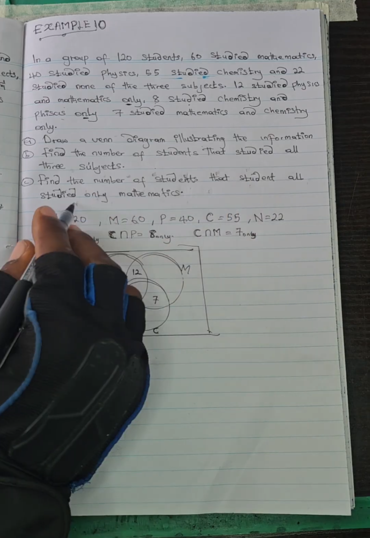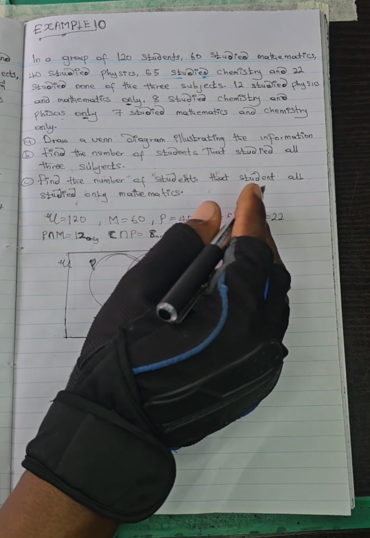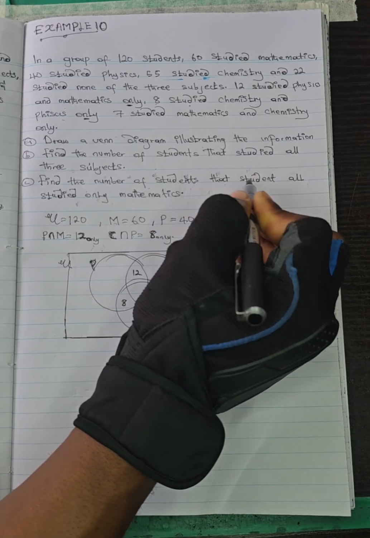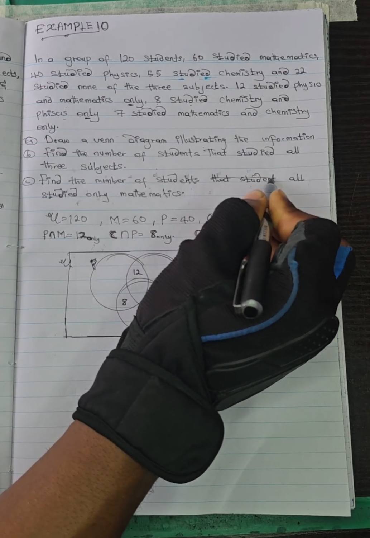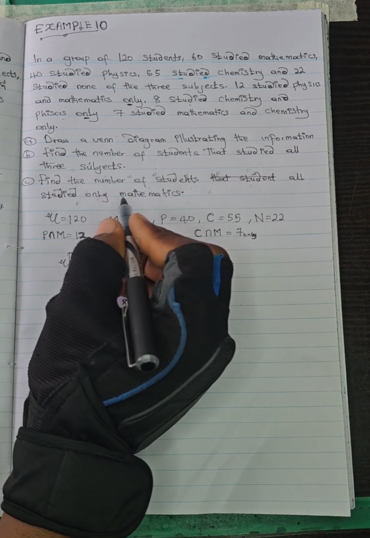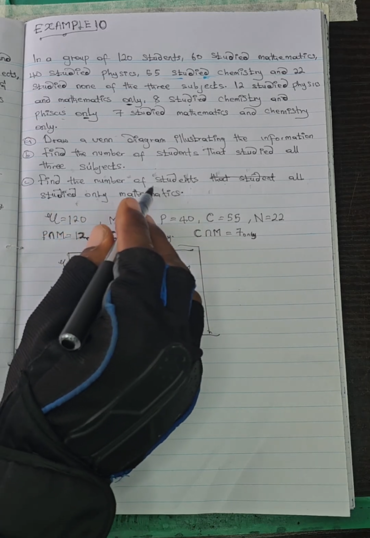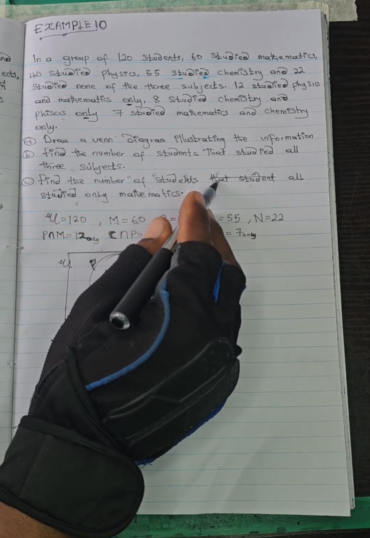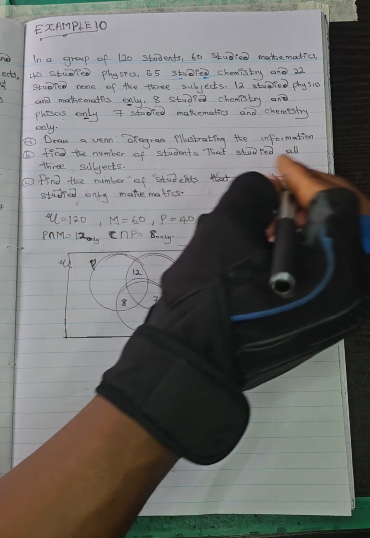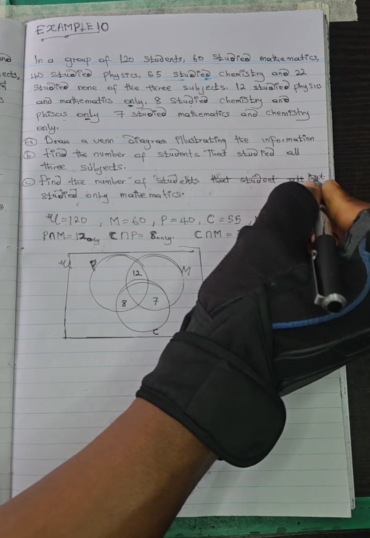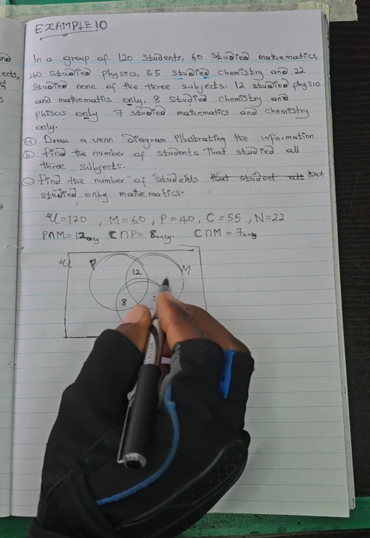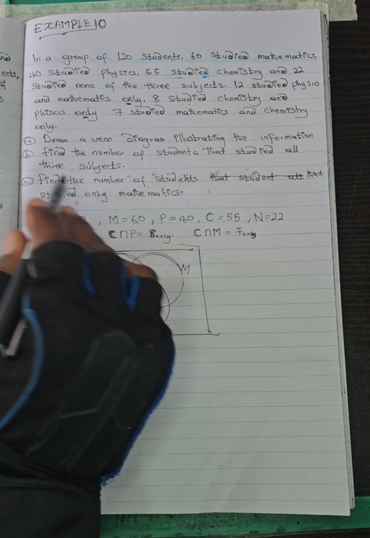Find the number of students that studied all the subjects. I think there's a mistake here. Let me read it from the start: find the number of students that studied only mathematics. So what it told us to look for is whatever is here. So we're going to find that. That is for the C question.